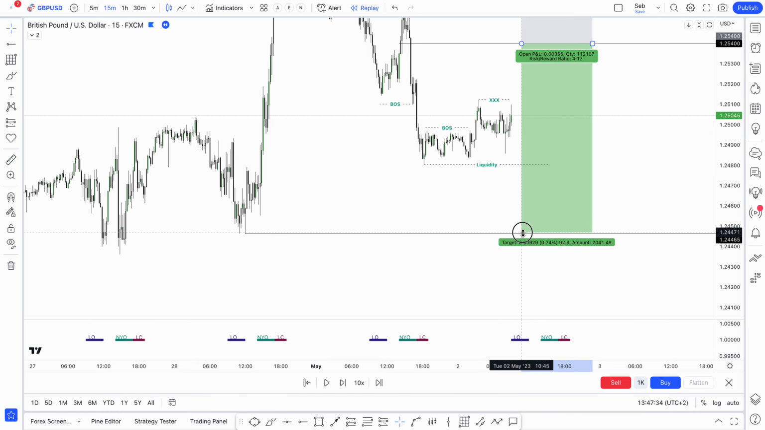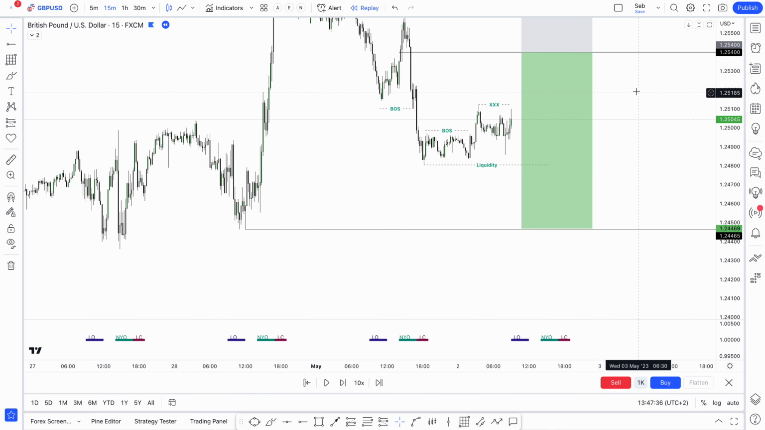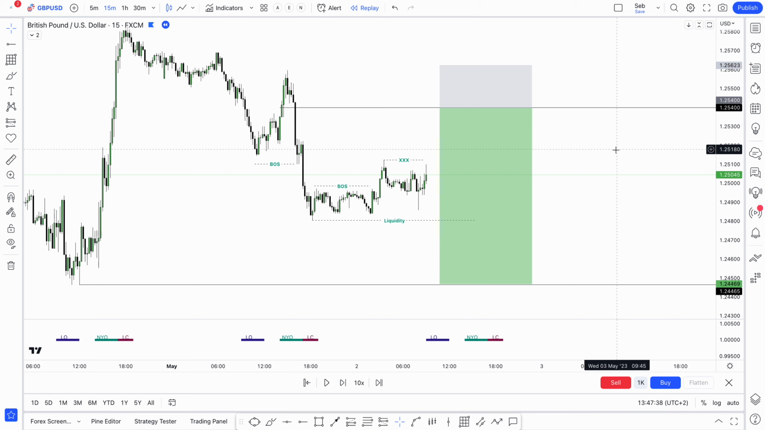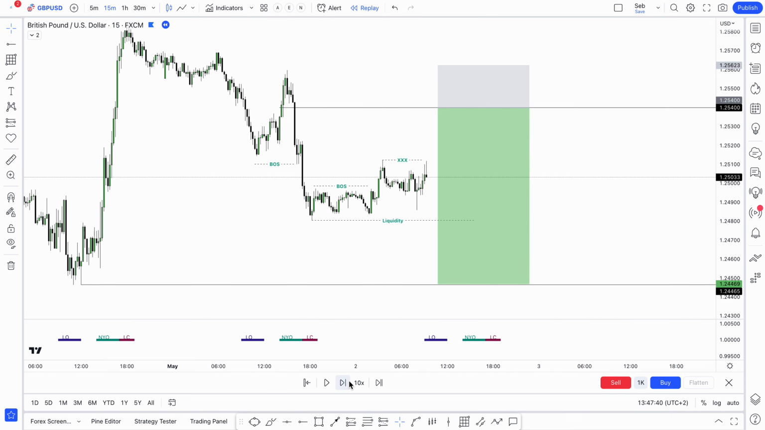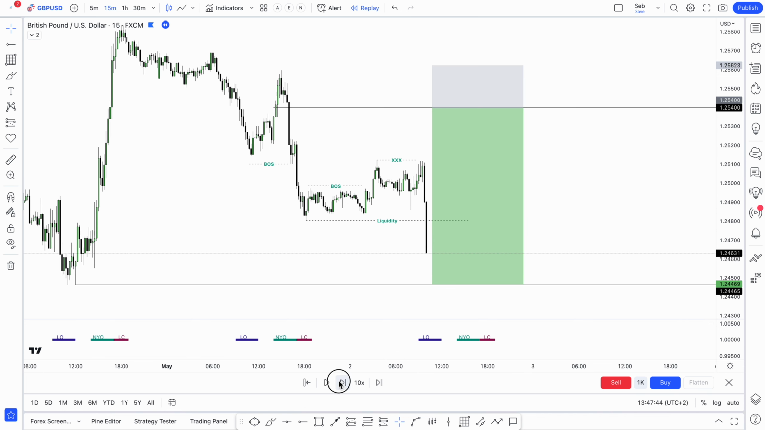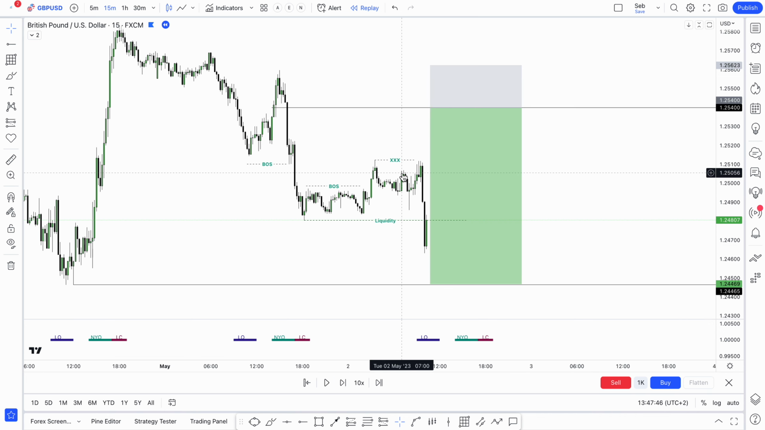So this is going to be the ultimate target, 1 to 4 is the reward ratio. So let's see. If this is going to be eliminated first, then it's invalid. And it's invalid. Shit. And nice liquidity here.